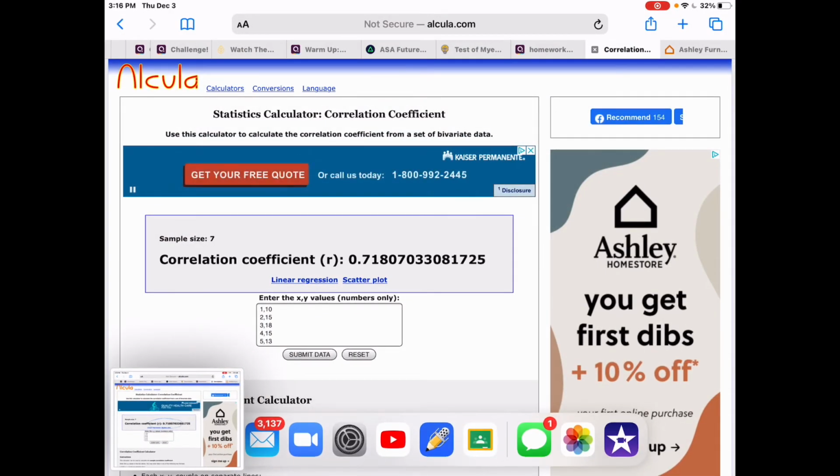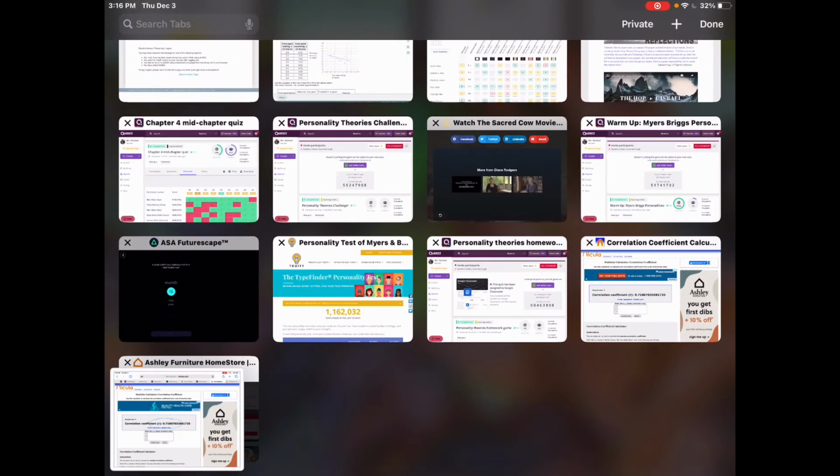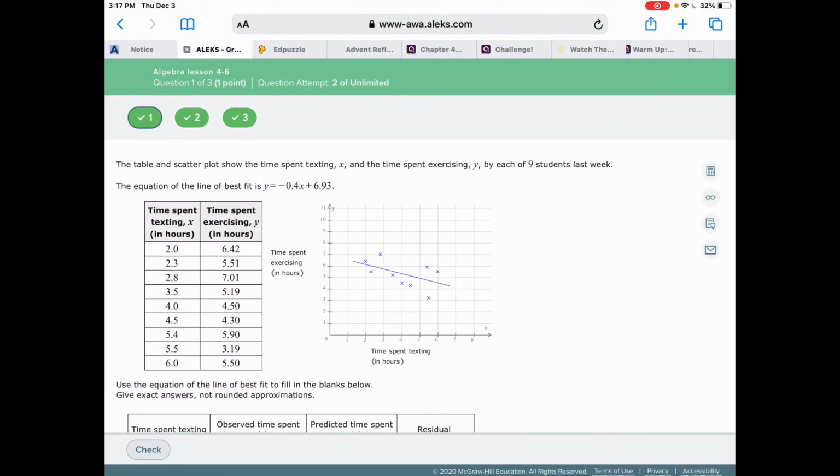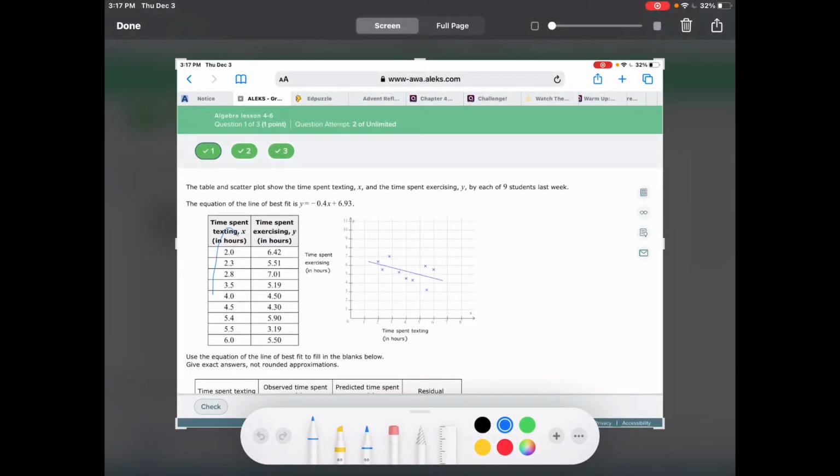Let's pop over to the homework and look at those problems. The table and scatter plots show the time spent texting and the time spent exercising by each of 9 students last week. In the table, you can see here the information that they've gathered. A student that texted for 2 hours, exercised for 6.42 hours. A student that texted for 6 hours, exercised for 5.5, and all those other data points in between.